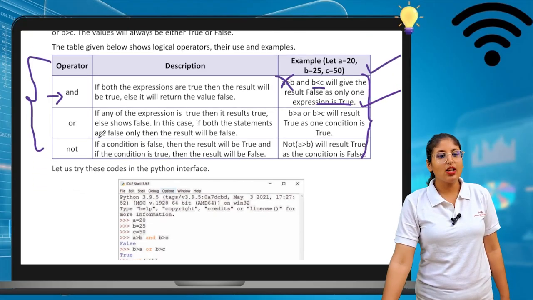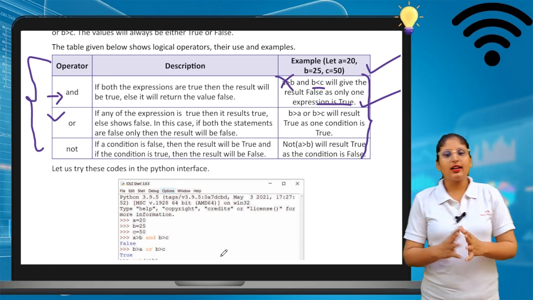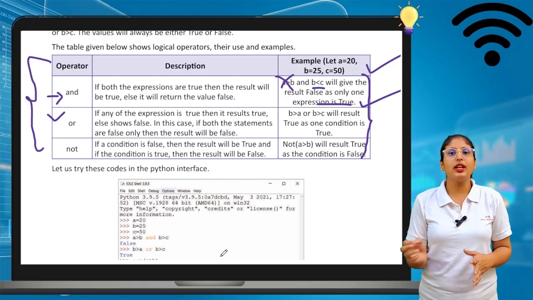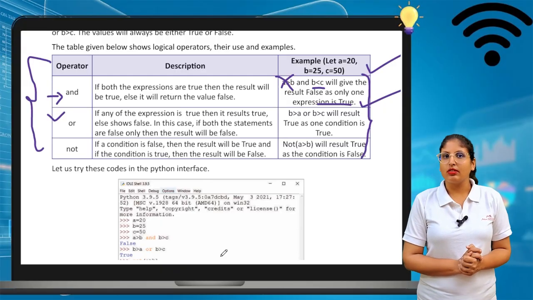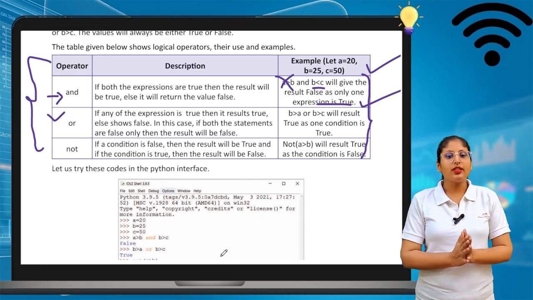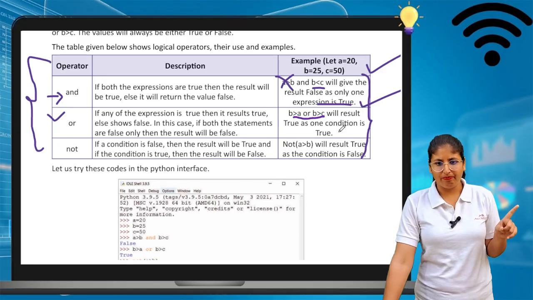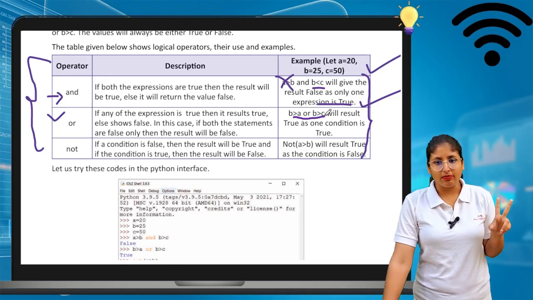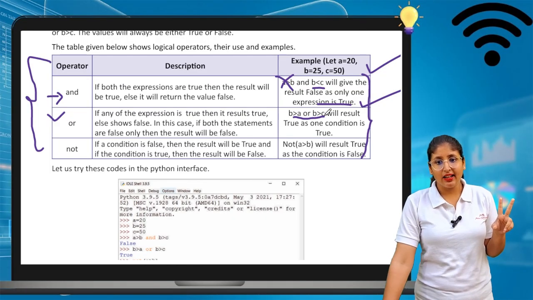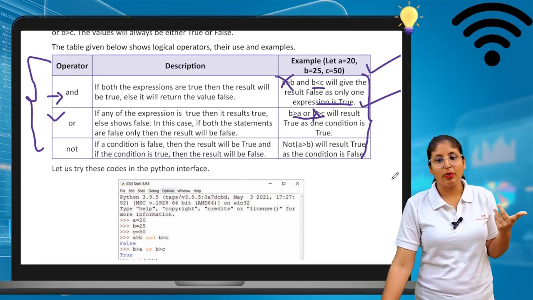Okay. Now we will see the or expression. If one expression is true, then the result is true. Of course, when an expression is true, then only it results true, else it shows false. In this case, only if both the statements are false will the result be false. Compare these statements: B is greater than A. This is true. B is greater than C. This is not true. Okay. Or case means either one or either two, in which one is totally true. So the result is true as one condition is true, because this is the case of or.